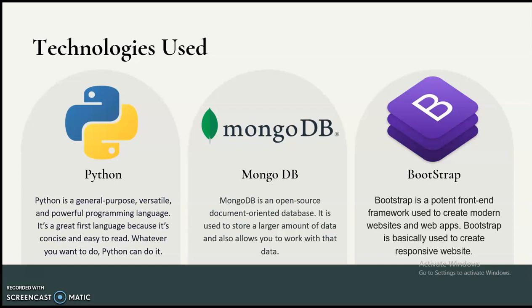So the second technology is MongoDB. MongoDB is used as a backend database for this application. MongoDB is an open source document oriented database. It is used to store a larger amount of data and also allows you to work with that data too.